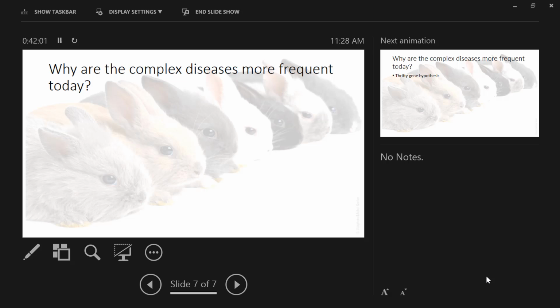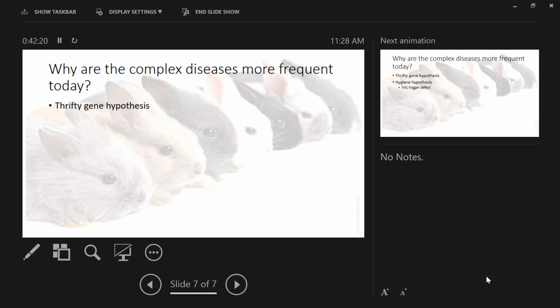All right. Why are the complex diseases more frequent today? This is what the rest of chapter 9 is dealing with. Why are we seeing an increase in these complex genetic illnesses? And there are several hypotheses. One, this was my favorite, I talked about this in the key terms: the Thrifty Hypothesis.